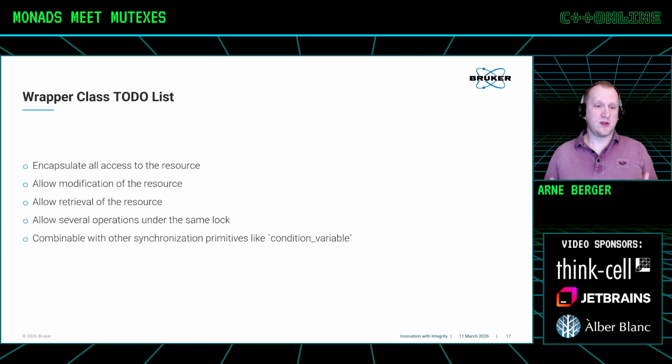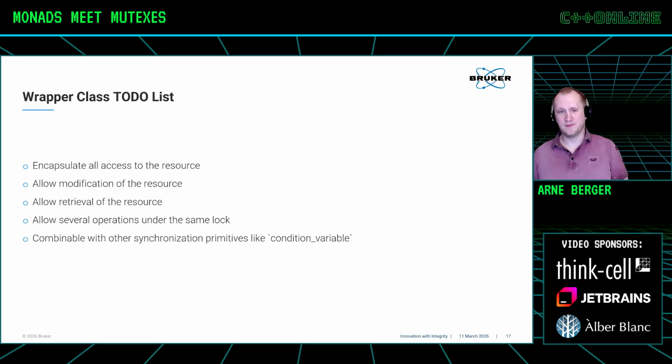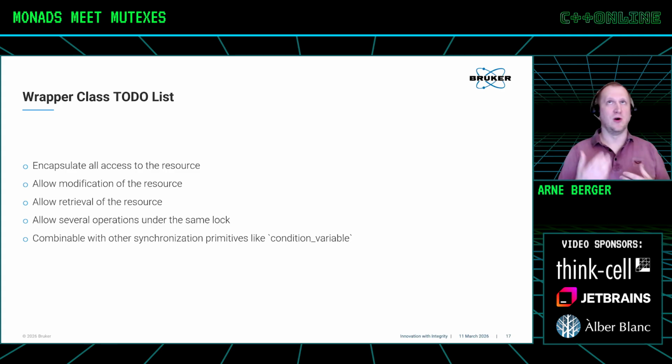We also want to allow several operations under the same lock, so that we can call multiple functions without unlocking in between. And since we want to use a condition variable, we need it to be combinable with other synchronization primitives. Okay, let's start.